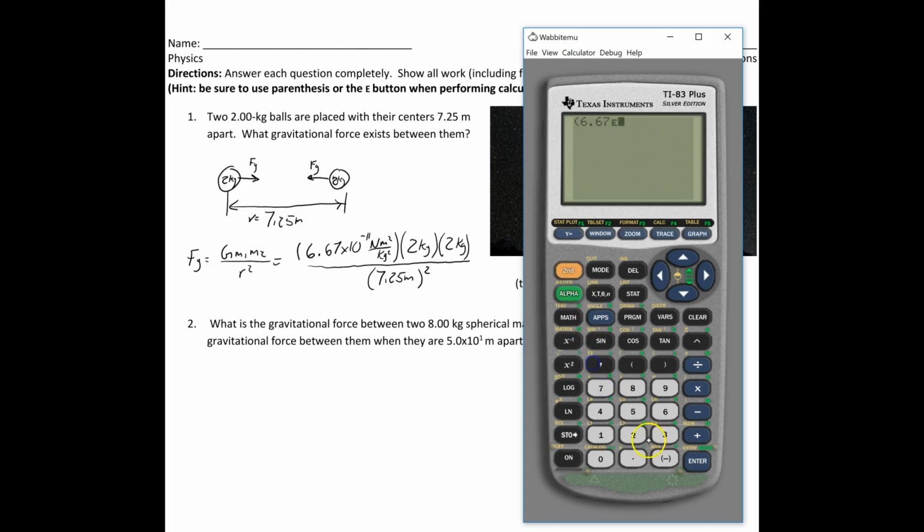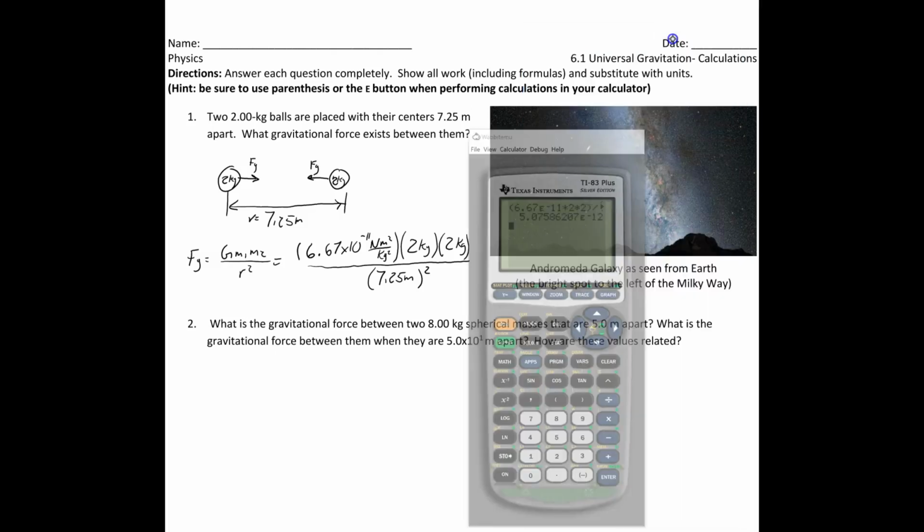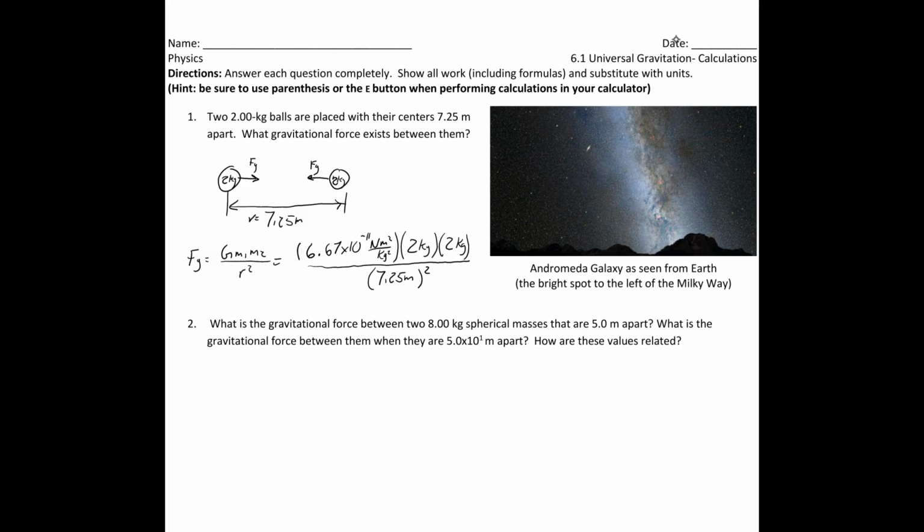6.67 E negative 11 times 2 times 2. End the parentheses, we're done with the numerator, divided by, open parentheses for the denominator, 7.25 squared, close parentheses. You get 5.08 times 10 to the negative 12. So Fg equals 5.08 times 10 to the negative 12 newtons.